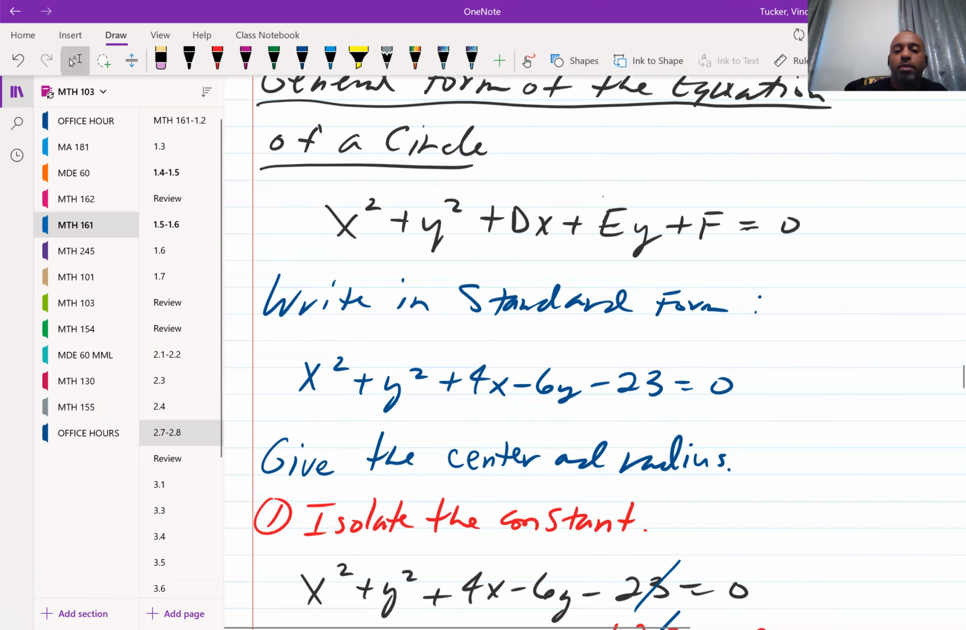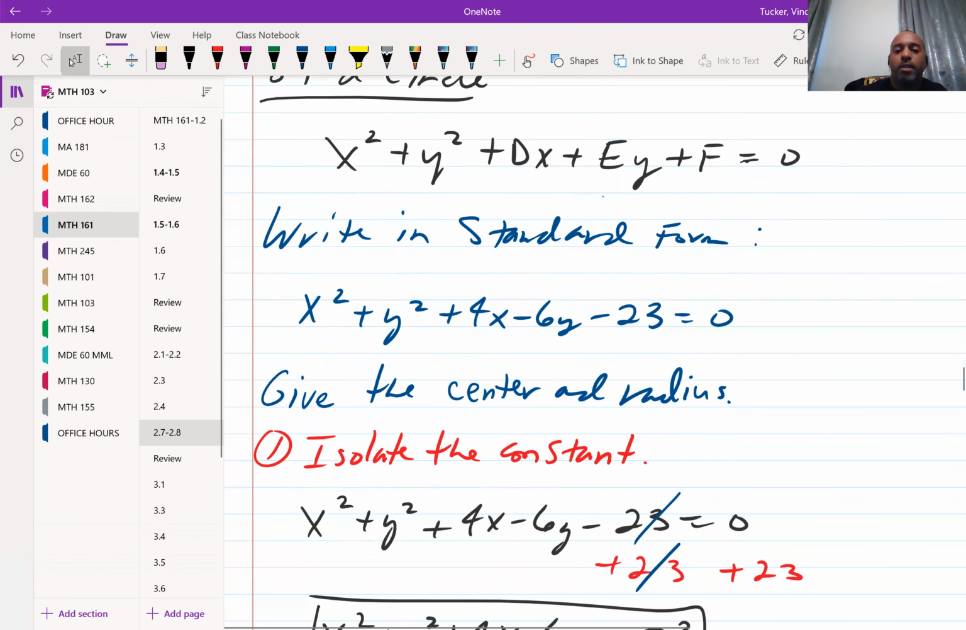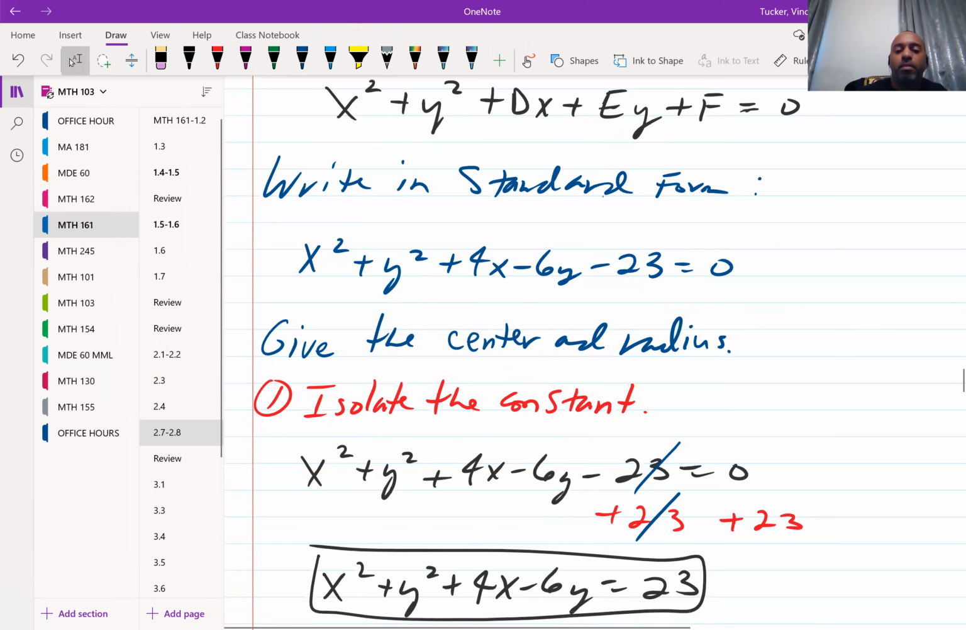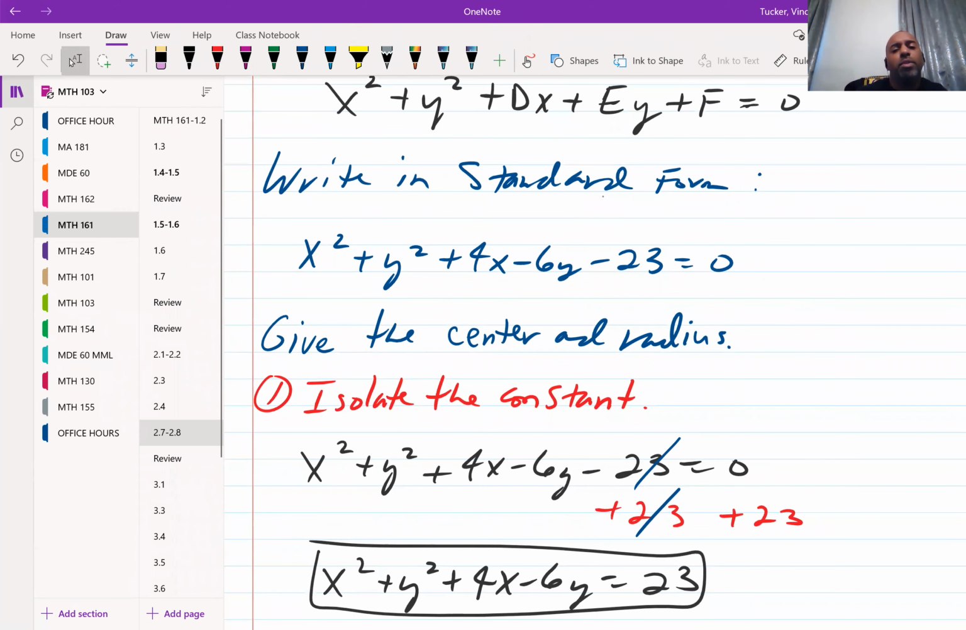First thing we want to do is isolate the constant. I don't know if they have steps like this in the book, so this is just me making up steps. My point was, if you don't copy this and you go looking in the book, you might not find these steps. So all right, we added 23 to both sides.